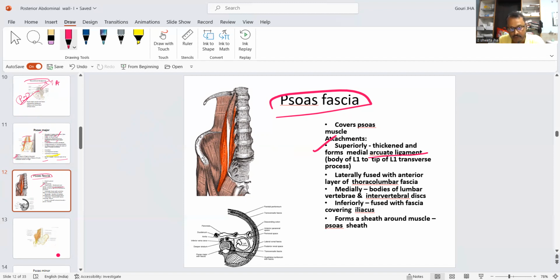The medial arcuate ligament runs from the body of L1 to the tip of the transverse process of L1. So this is the medial arcuate ligament attachment, and it is attached to this one. Laterally, it fuses with the anterior layer of the thoracolumbar fascia, because it is very intimately related to the thoracolumbar fascia.